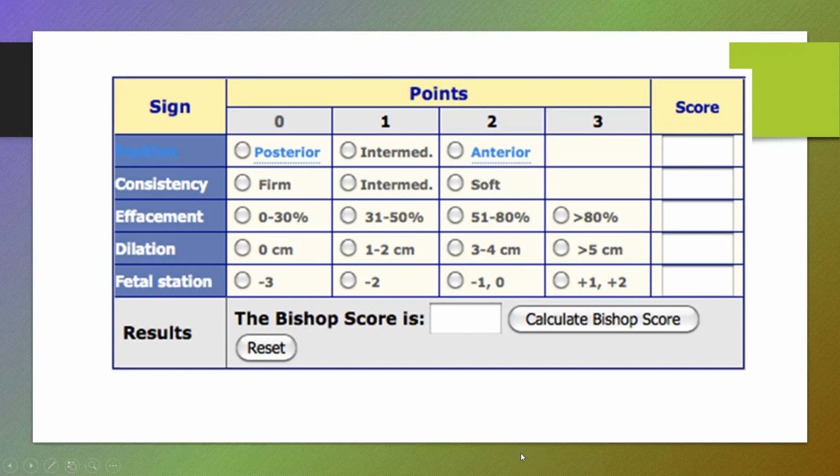So for instance, anything with a Bishop score of 6 to 8 or more is more likely to be successful. Anything with a Bishop score of less than that is less likely to be successful. So a woman can take this information, you can see that it's a rating system here, and you get points based on these criteria. And every woman being induced should know this number. What is her Bishop score? And then she'll be able to use this as part of her information, as part of her toolbox to make her informed decision.